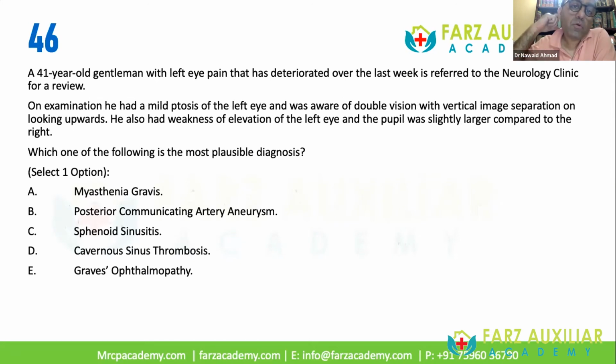So a 41-year-old has left eye pain that has deteriorated over the last week, and the patient is referred to the neurology clinic for a review. The patient has mild ptosis of the left eye and was aware of double vision with vertical image separation on looking upwards. He also had weakness of elevation of the left eye, and the pupil was slightly larger compared to the right. Which one of the following is the most plausible diagnosis? Okay, so he's got evidence of an enlarged pupil compared to the other side.